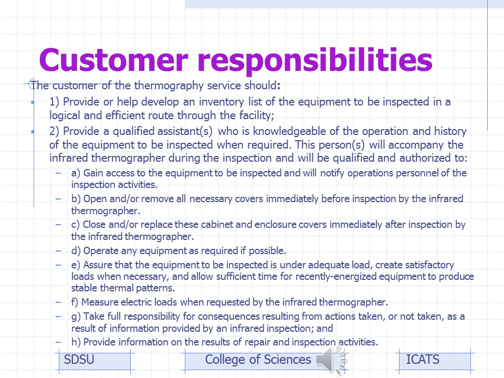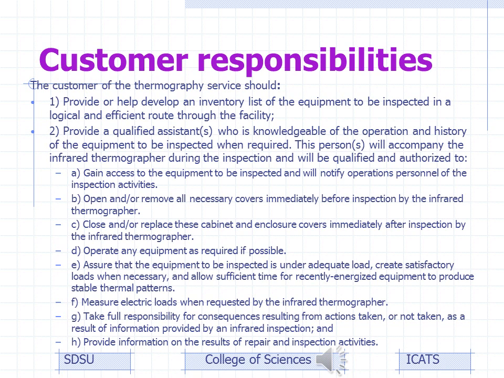This person will accompany the infrared thermographer during the inspection and will be qualified and authorized to: A, gain access to the equipment to be inspected and notify operations personnel of the inspection activities; B, open and/or remove all necessary covers immediately before the inspection by the infrared thermographer; C, close and/or replace those cabinets and enclosure covers immediately after the inspection by the infrared thermographer; D, operate any equipment that is required, if possible; E, ensure that the equipment to be inspected is under adequate load, create satisfactory loads when necessary, and allow sufficient time for the recently energized equipment to produce a stable thermal pattern.